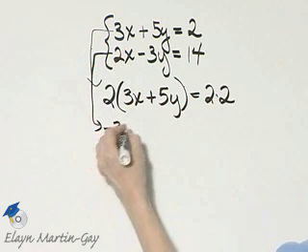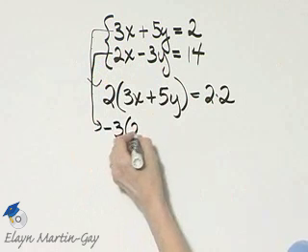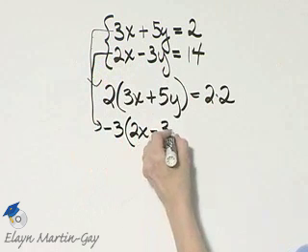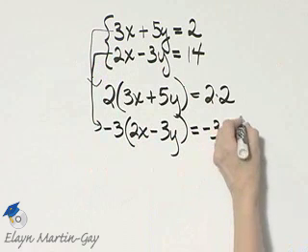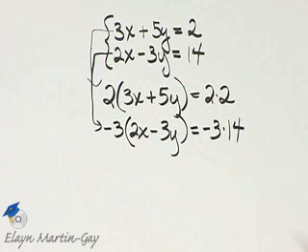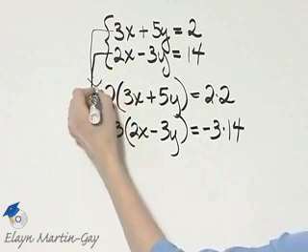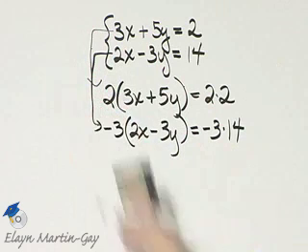So negative 3 times the left side of this equation, 2x minus 3y, and don't forget negative 3 times the right side of the equation. Very common mistake. All right, so we're going to keep these pairings together. Now multiply.